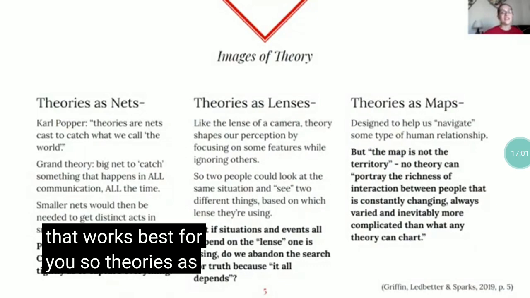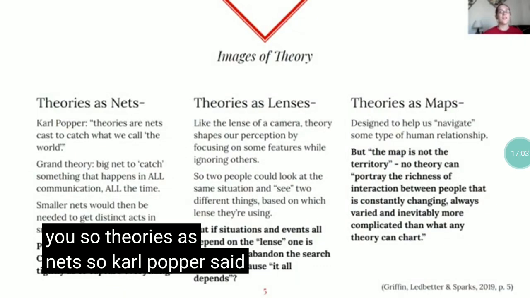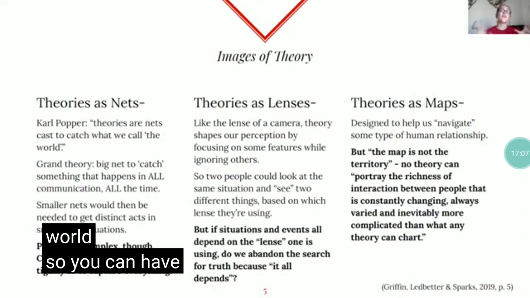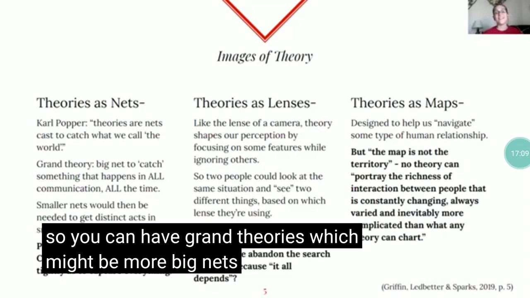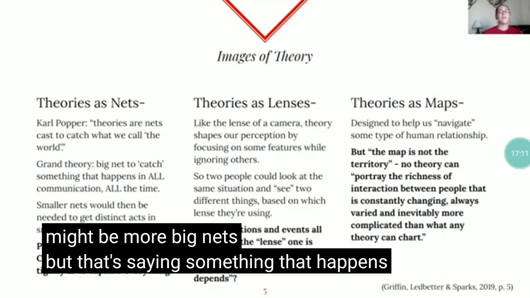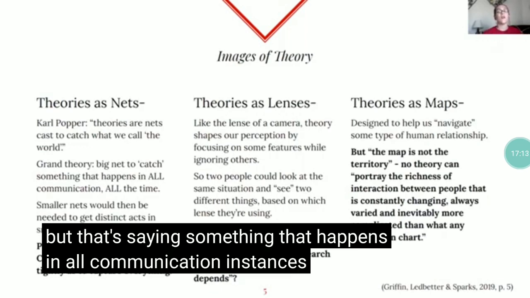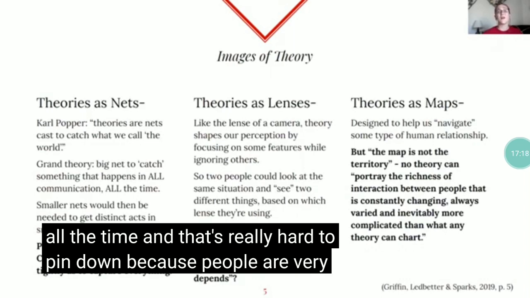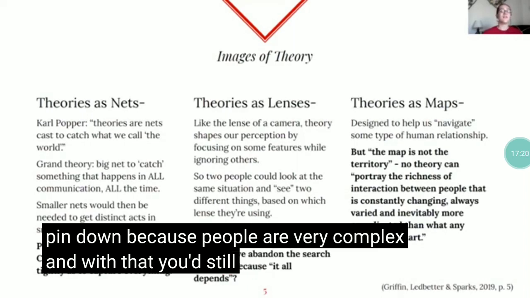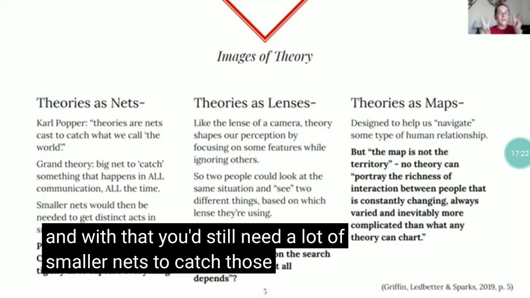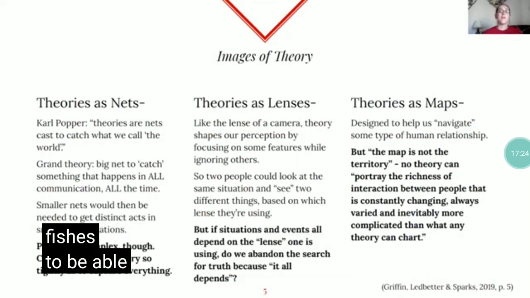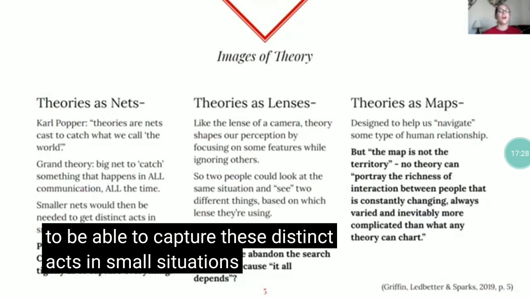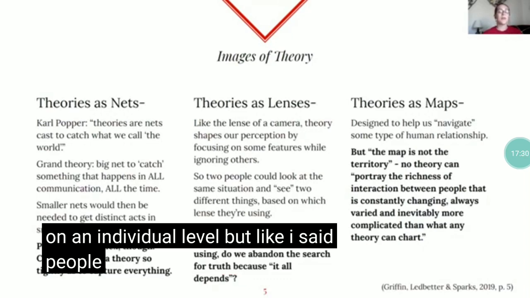So, theories as nets. Karl Popper said that theories are nets cast to catch what we call the world. You can have grand theories, which might be bigger nets, but that's saying something that happens in all communication instances all the time. That's really hard to pin down because people are very complex. And with that, you'd still need a lot of smaller nets to catch those smaller fishes, to capture distinct acts in small situations on an individual level. But like I said, people are complex.